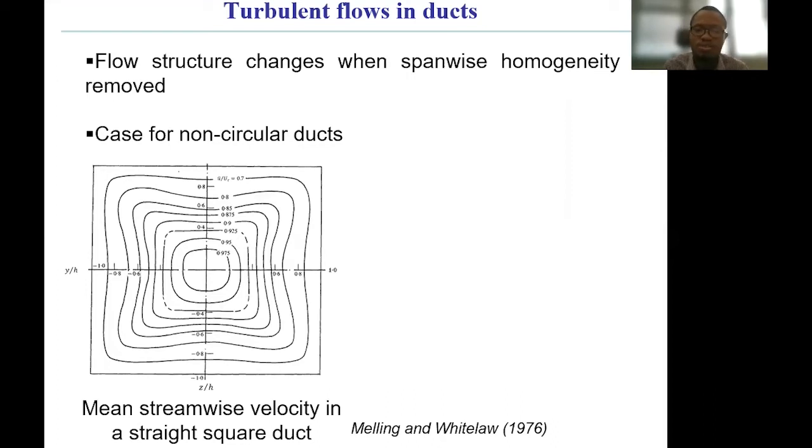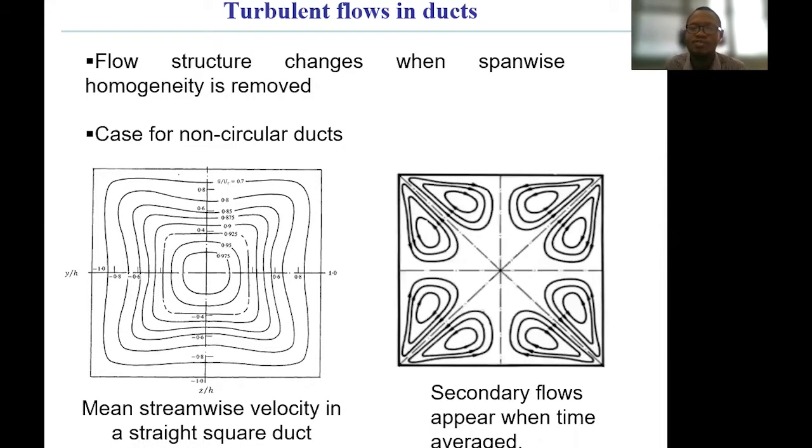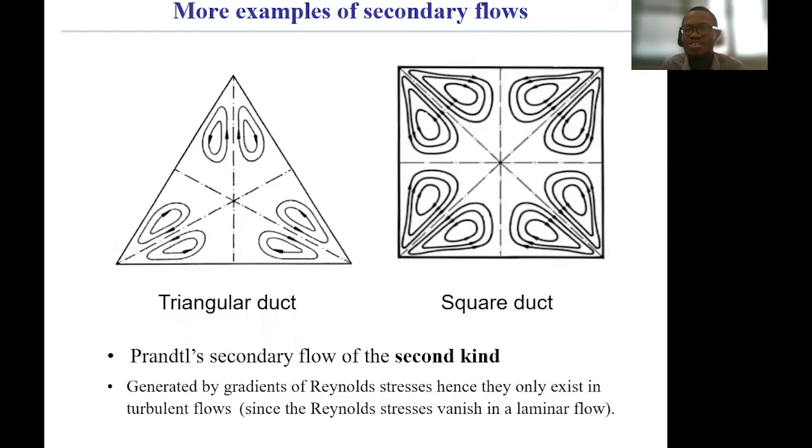For example, in a straight square duct, you have the mainstream-wise velocity contours bulging towards the corners of the ducts. And if you look at the average flow field in the cross-section of the ducts, you see secondary motions appearing. You can get these secondary motions in non-circular ducts. For example, in the triangular ducts, you have the secondary flow shown on the slide. This secondary flow is referred to as Prandtl secondary flow of the second kind, and it is generated by gradients of Reynolds stresses. So they do not exist in laminar flow, because in laminar flow, there is no Reynolds stress.